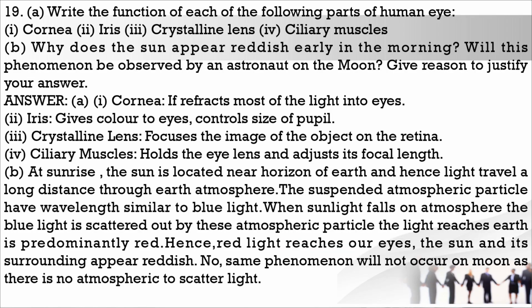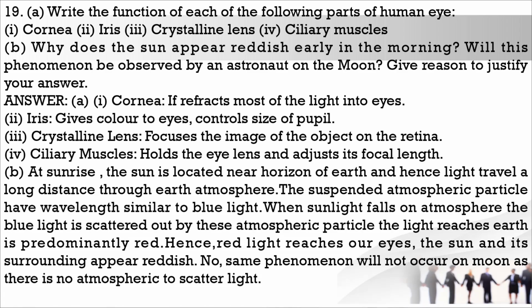Question number 19. Write the function of each of the following parts of the human eye: cornea, iris, crystalline lens, ciliary muscles. B. Why does the sun appear reddish early in the morning? Will this phenomenon be observed by an astronaut on the moon? Give reason to justify your answer. First, cornea. It refracts most of the light into the eye. Iris. Gives color to the eye, controls size of pupil. Crystalline lens focuses the image of the object on the retina. Ciliary muscles hold the eye lens and adjust its focal length.